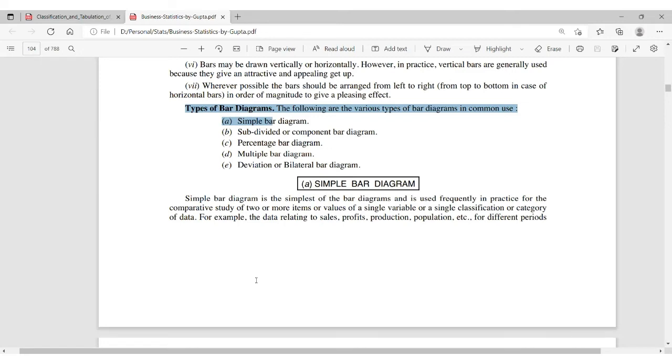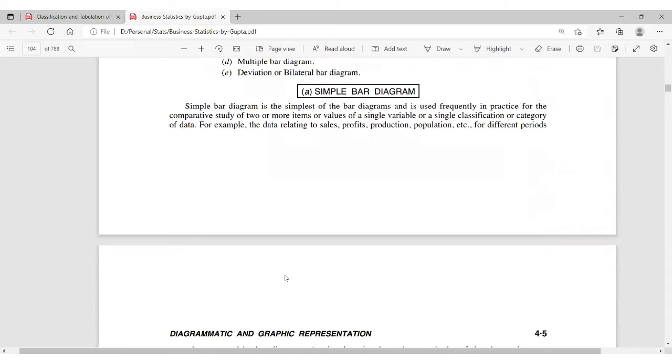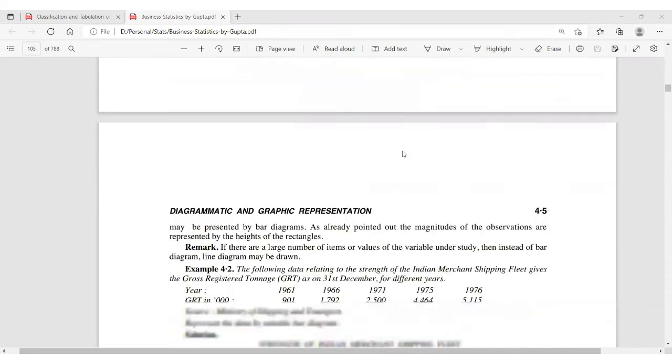This is the bar diagram. See, the following types of bar diagram: simple bar diagram, subdivided or component bar diagram, percentage bar diagram, multiple bar diagram, and deviation or paired bar diagram, right? Simple bar diagram is the simplest of the bar diagrams and used frequently in practice. It is for the comparative study of two or more items or the value of a single variable, for example, data related to sales, profit, production, population for different periods.